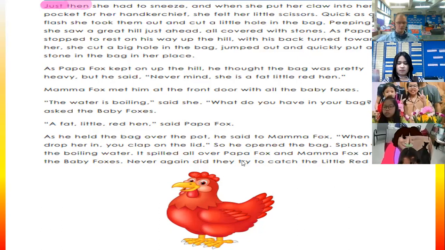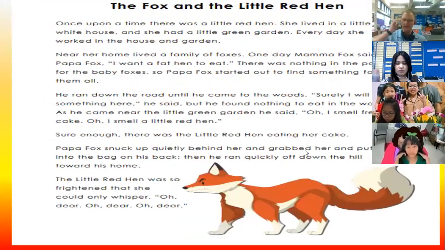Great, excellent. Well done, you guys. Thank you very much for those that read with us. Let me just quickly explain the story again. In the beginning, they talked about the little red hen living in a white house and also having a little green garden. And the baby foxes were hungry and the food was starting to finish. So Mama Fox told Papa Fox to go catch them a little hen or a fat hen. So Papa Fox went out, he found the hen, he put her in the bag and put the bag over his shoulder. And then he walked to a big hill on his way home.